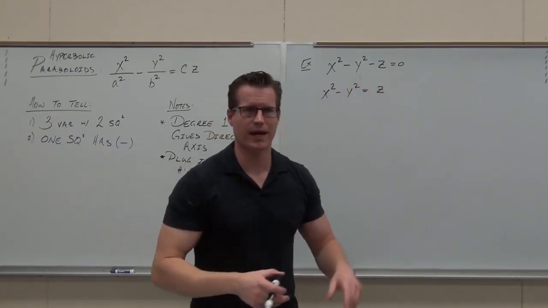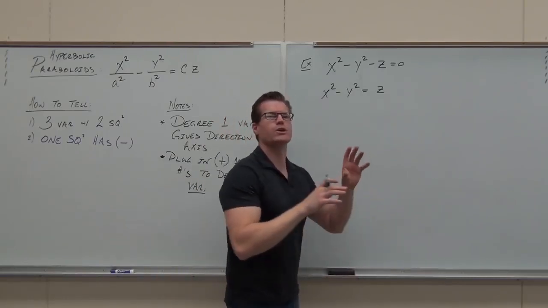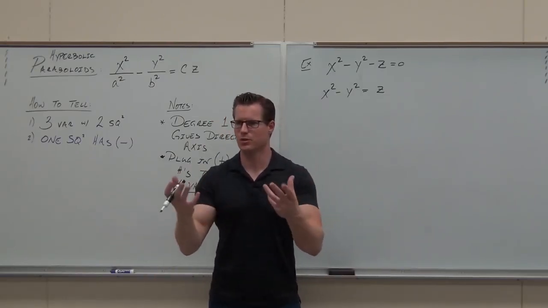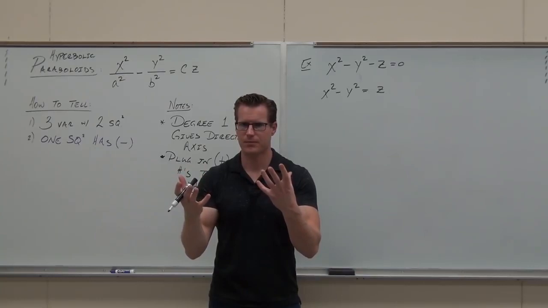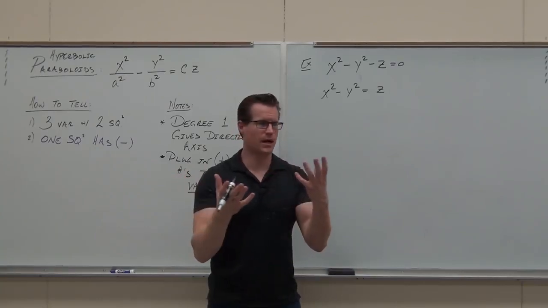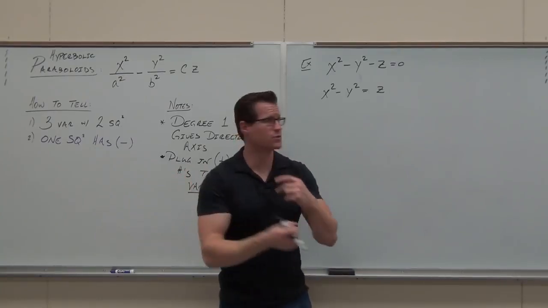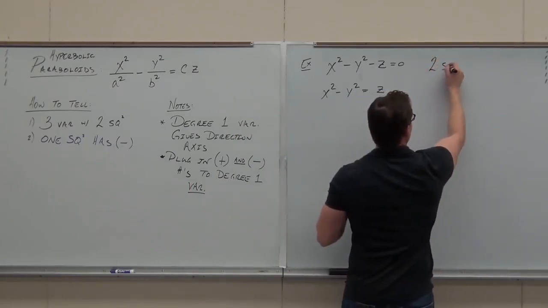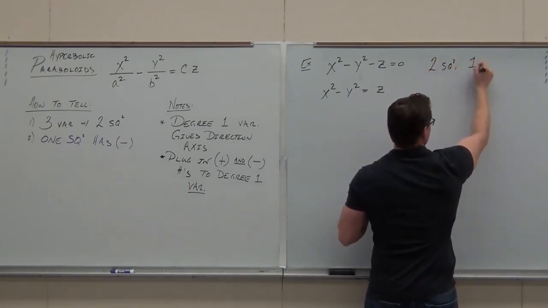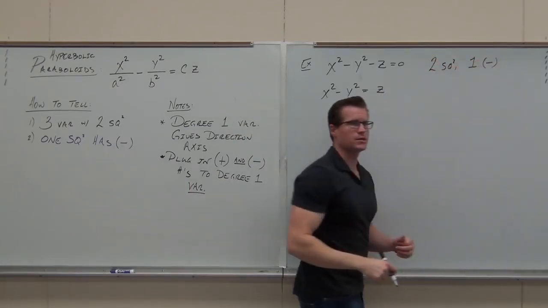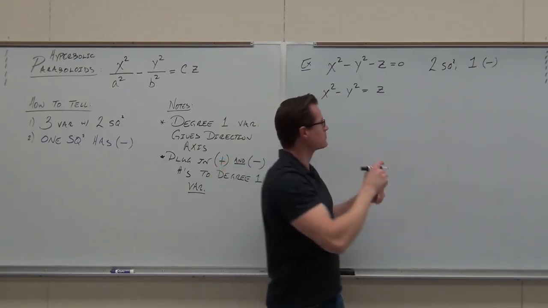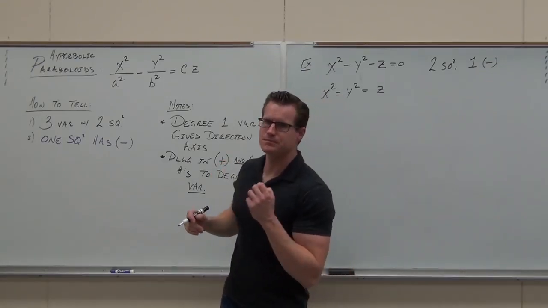So when we solve for that, we go, okay, hey, it was one of the 2 shapes. Now we know what it is. Tell me everything you know about this. What do you see about it? It's got how many squares? 2 squares. Negative. 1 negative. Opens along the Z. Upward.